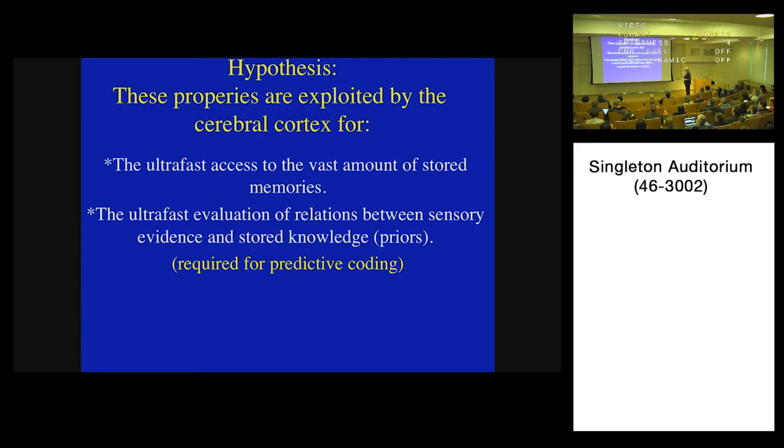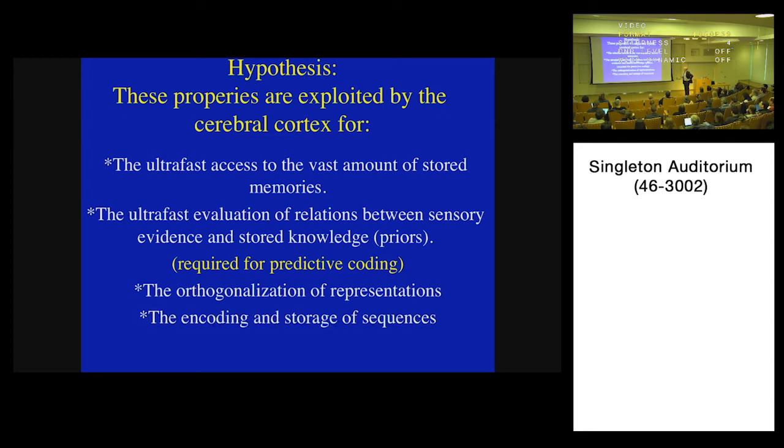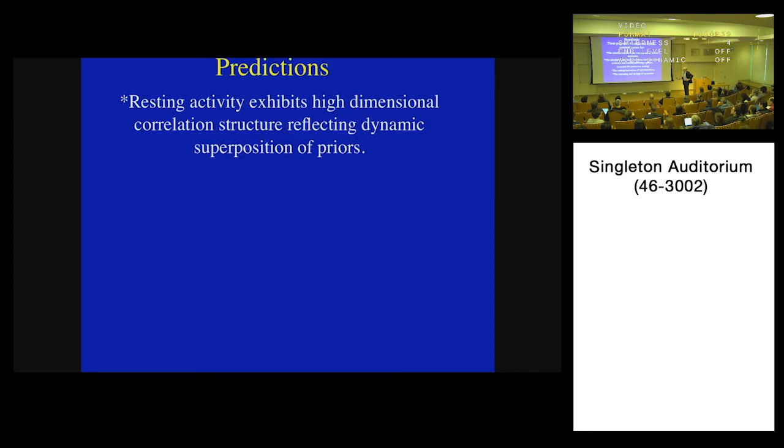which is an essential prerequisite for predictive coding. It must be done every 250 milliseconds if one explores a visual scene. Then I would like to propose that this high dimensionality is used for the orthogonalization of representations, to push representations as much apart as possible so that they don't get superposed, and this should facilitate classification. And that it serves the encoding and storage of sequences because of this fading memory property.